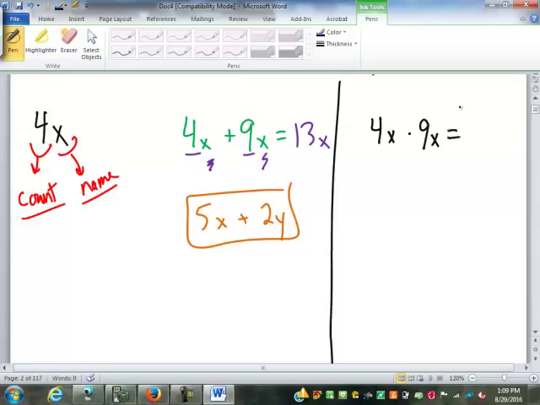let's look at 4x times 9x first. 4x times 9x becomes, well, we combine the counts. 4 times 9 is 36. But we also combine the names. Just like inches times inches became inches squared or square inches, x times x becomes x squared.